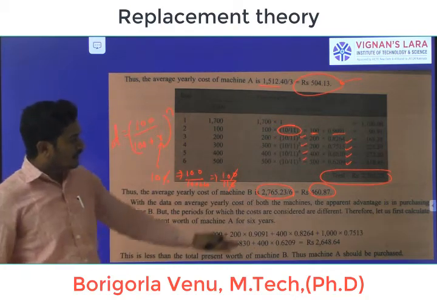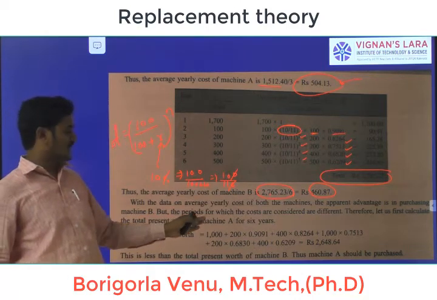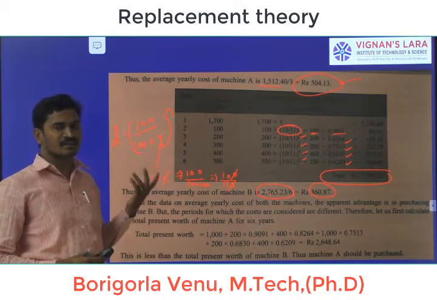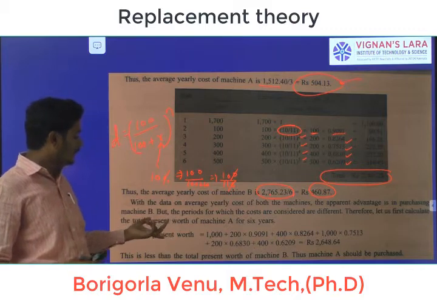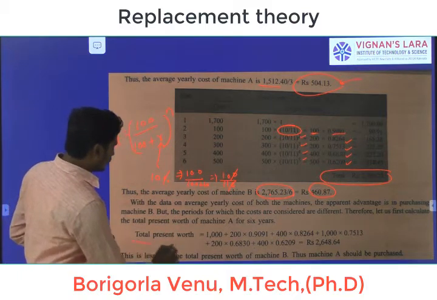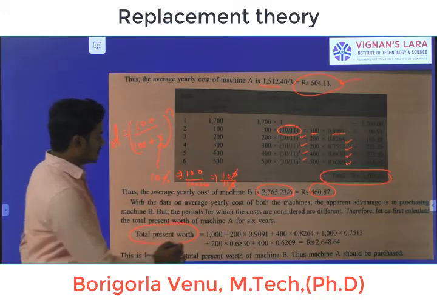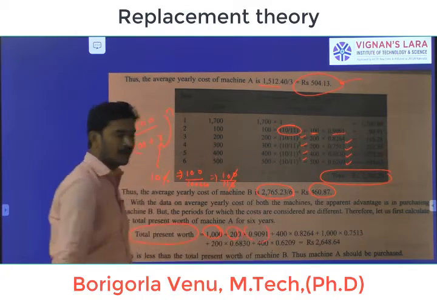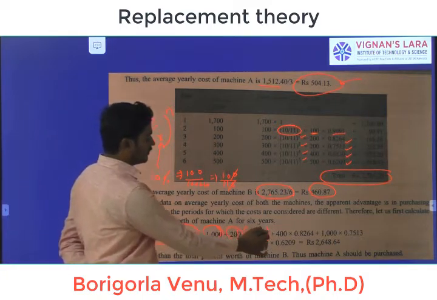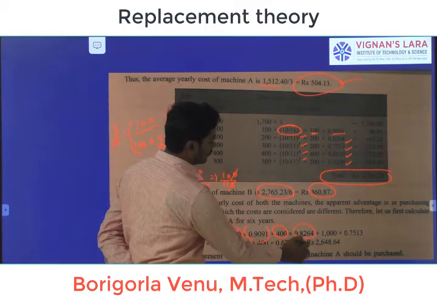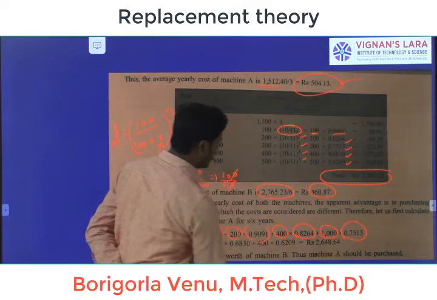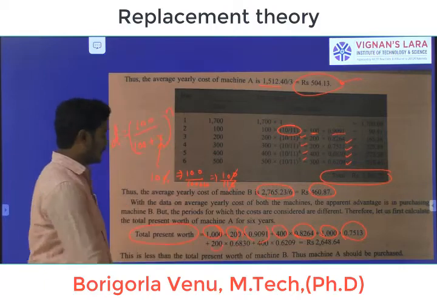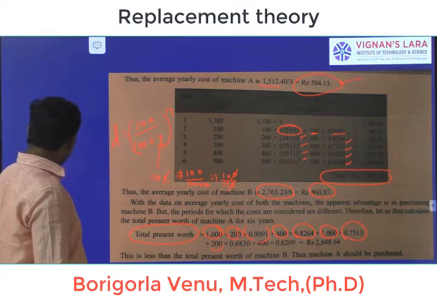Therefore let us first calculate the total present worth of machine A for 6 years. Previously we calculated only 3 years for machine A because as per the norms they are given 3 years only. But here I am going to calculate the worth factor for 6 years. At the initial cost we have 1000 into 1. Second year 200 into 100 by 100 plus R power 1. Here 400 third year, same, power 2, 1000, power 3, here 200, power 4, 400, power 5. It means the cost values are like this.